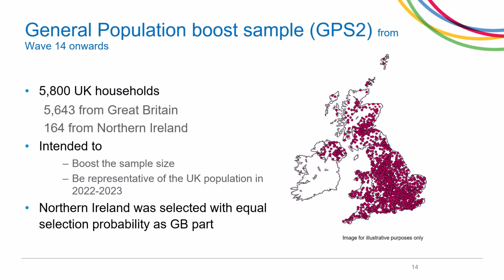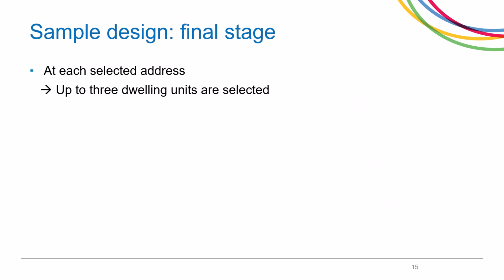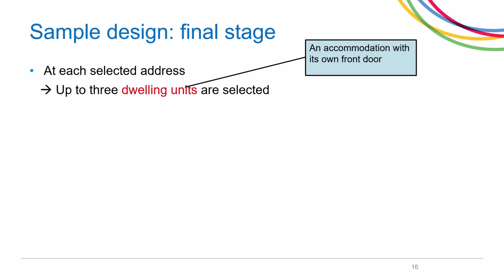But unlike the first general population sample, here the addresses in Northern Ireland were selected with the same probability as the GB part. After the addresses were selected, each selected address, as long as that was a residential address and was occupied as the main residence, had up to 3 dwelling units selected. For example, if the address was an apartment building, a dwelling unit refers to an apartment, but if the address was a house, then that would be just 1 dwelling unit.